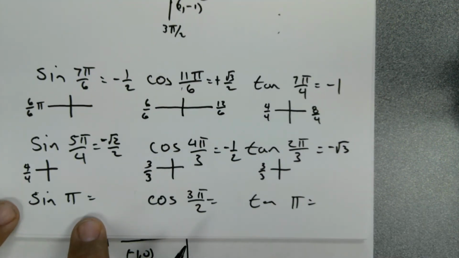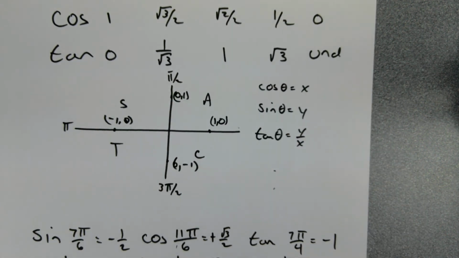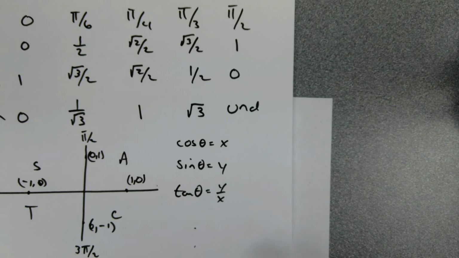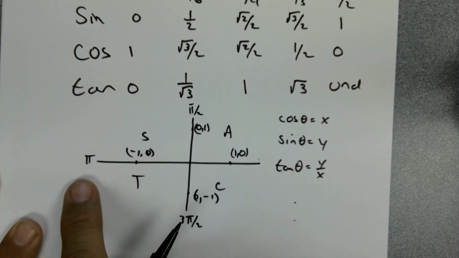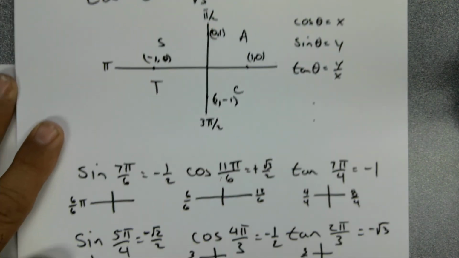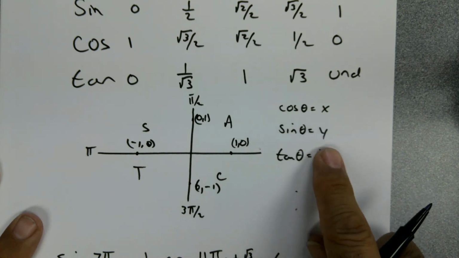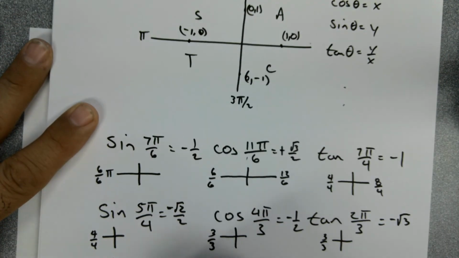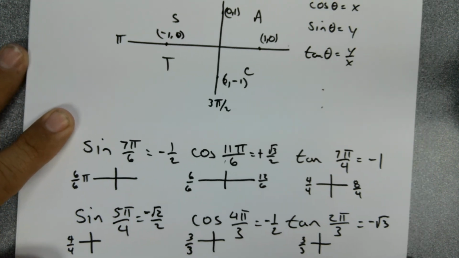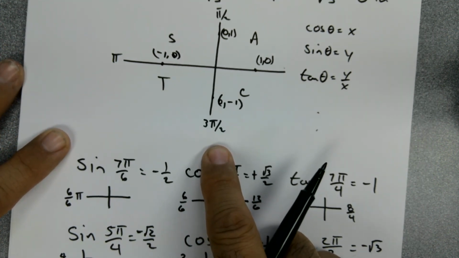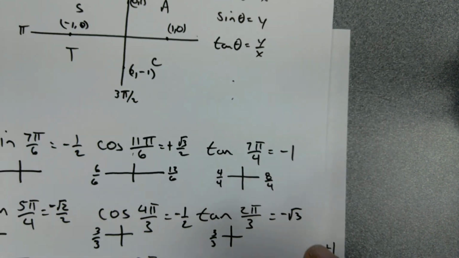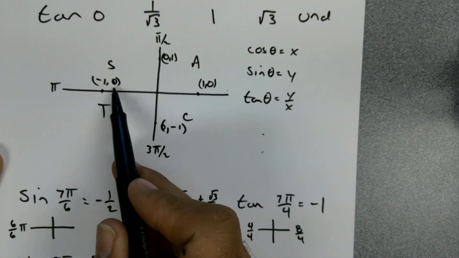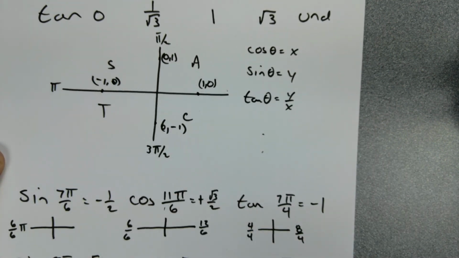And like I said in the last video, when it's on the x or the y axis, you're going to have to know these things here. So if I want the sine of pi, well, here's pi. The sine is the y value, so the y value is going to be 0 here. The cosine of 3 pi over 2 is down here. The cosine is the x value, which is 0. And the tangent of pi is the y value over the x value. So here's our y value, here's our x value, so you're going to get 0 over -1, which is 0.